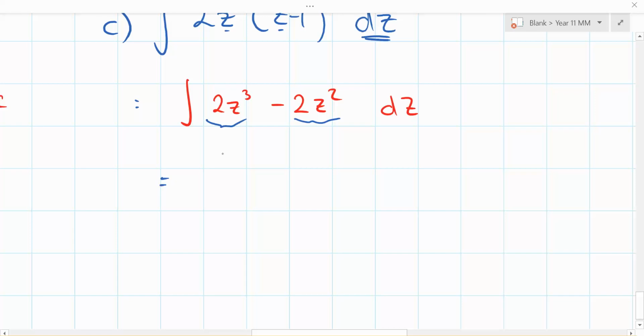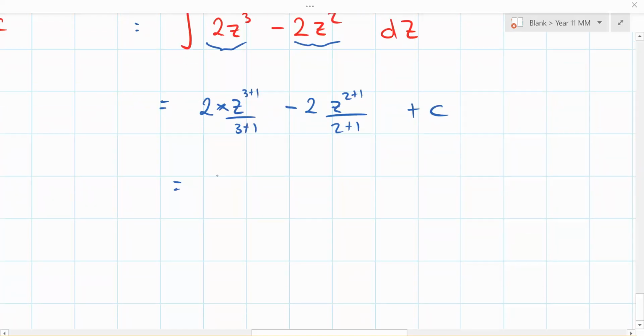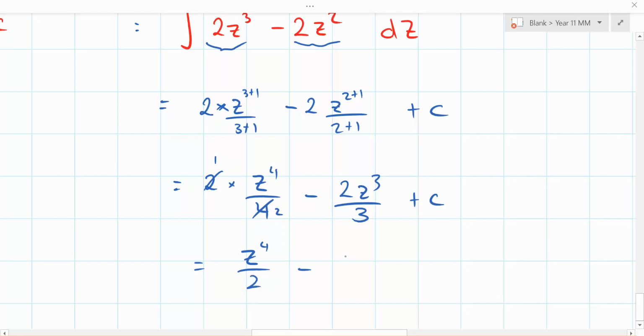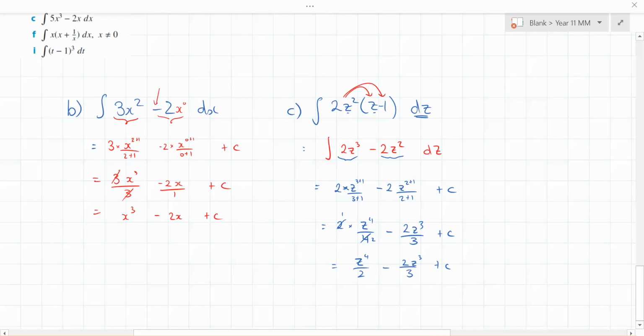So using the rule, again, a is 2, power of n plus 1, so 3 plus 1 over 3 plus 1. Similarly, this is minus, again, a, z to the power of 2 plus 1 over 2 plus 1. Don't forget the plus c. So putting it all together, 2 times z to the power of 4 on 4 minus 2z cubed on 3. Okay, but the 2 and the 4 cancel out to be 1 and 2, so really you've got z to the power of 4 on 2 minus 2/3 of z cubed. I see. That's how you do those kinds of problems.